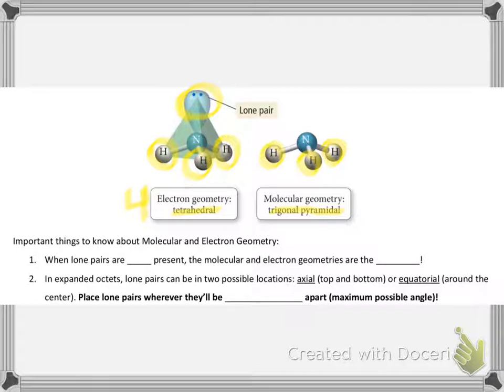Something that's really convenient to note: if lone pairs are not present on the central atom, molecular and electron geometries are going to be the same thing. And then there are expanded octets, which have all sorts of fun geometries.